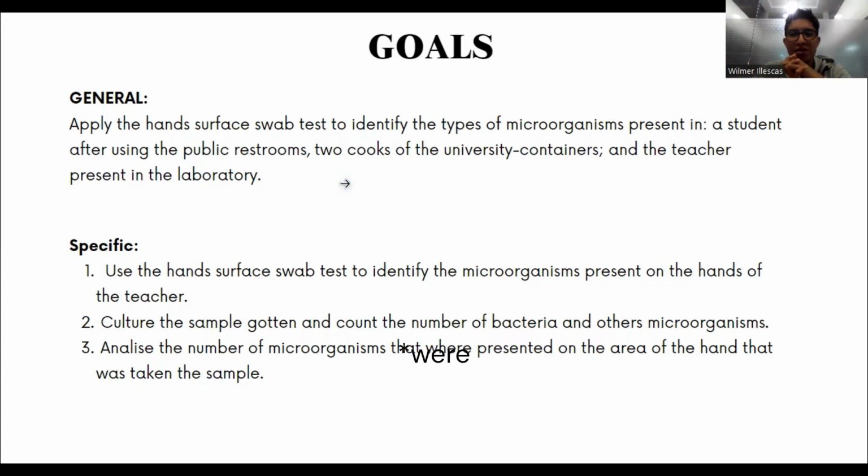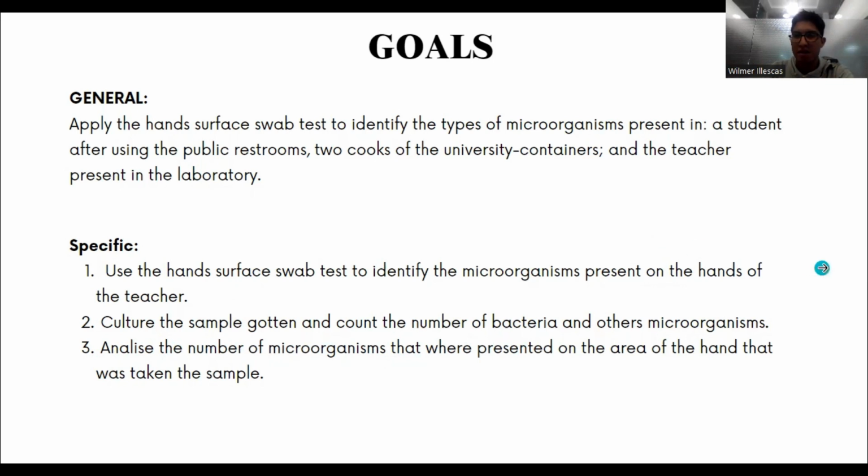So our goal here was to use the hand surface swab test to identify the microorganisms on our teacher's hand. Then we put those swabs inside a test tube, and then we put them in a petri dish. Then we incubated the petri dish, and then we counted the number of bacteria in order to analyze the number of microorganisms present.